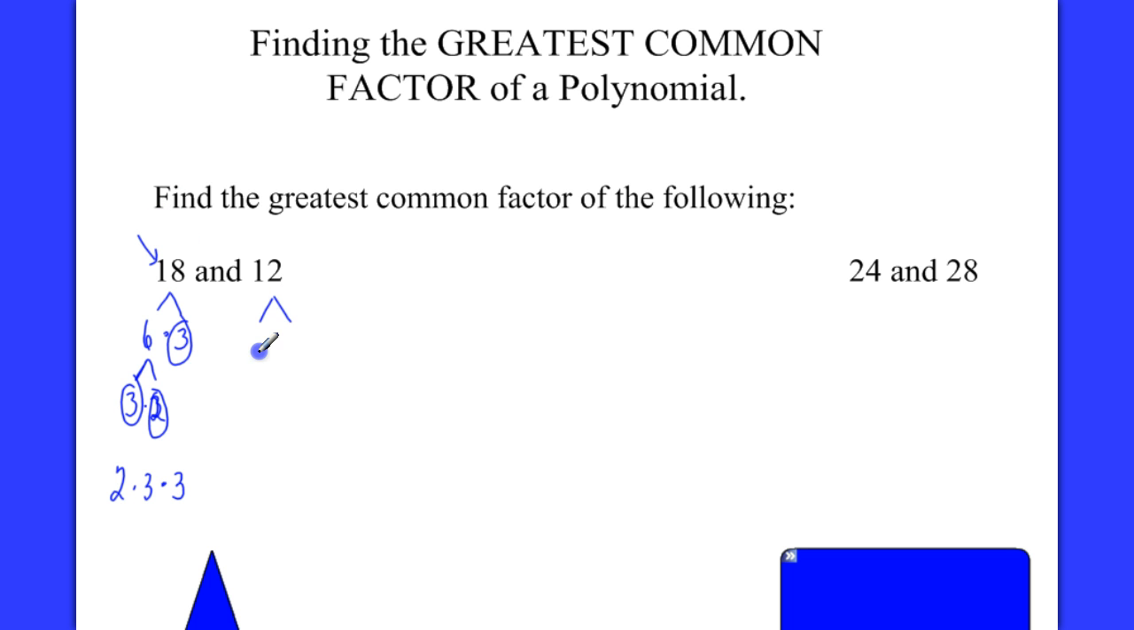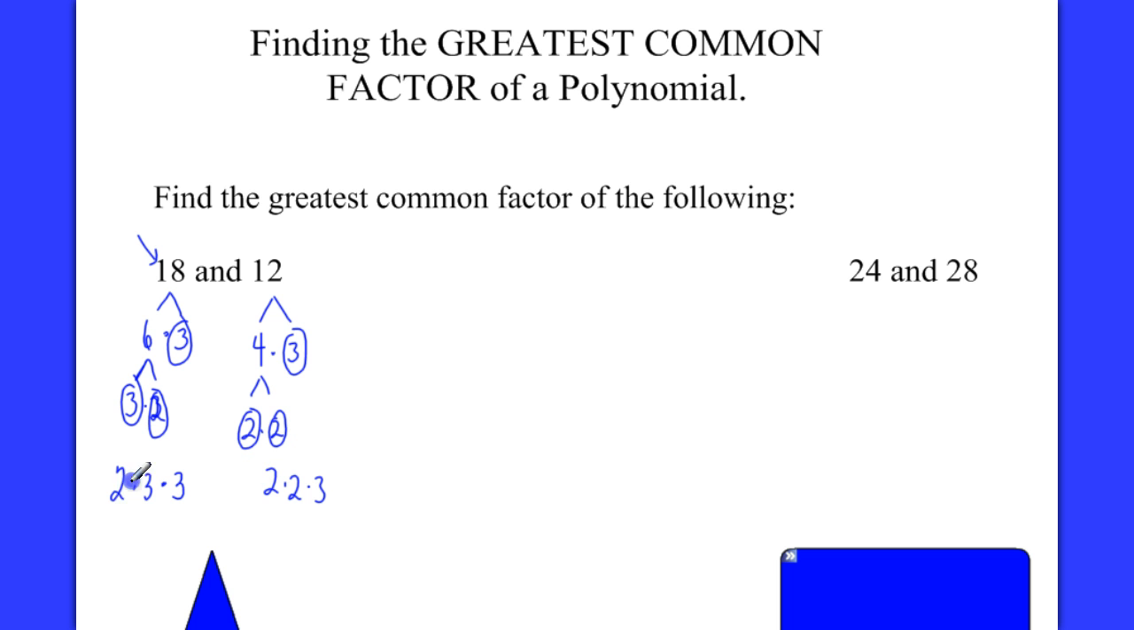If we did the same thing with 12 to find the prime factorization, as this is called, we could get 12 by going 4 times 3. There's a prime number, so I circle that one. This one is not prime, so I'm going to continue going, and that could be 2 times 2, and I circle that 2 times 2. So 12 comes out to be 2 times 2 times 3.